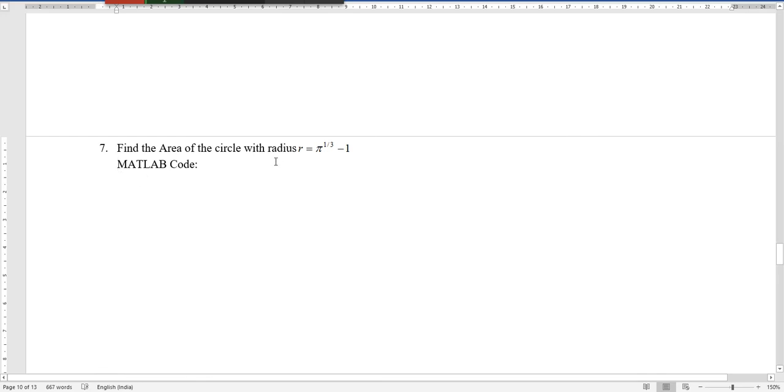What is the Matlab code? First, the r value. Give r equals to, okay, I will write in lowercase, pi power 1 by 3, use brackets, 1 by 3 minus 1. Area equals to formula. What is the formula? Pi r square, pi into r square. Okay, directly you will get the answer. R is not required, that's why I am using a semicolon. Okay, I will use one by one.